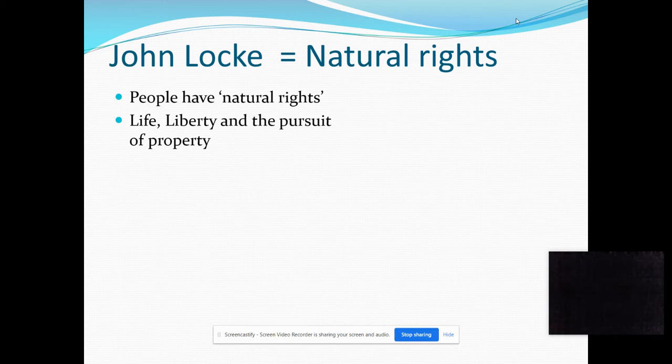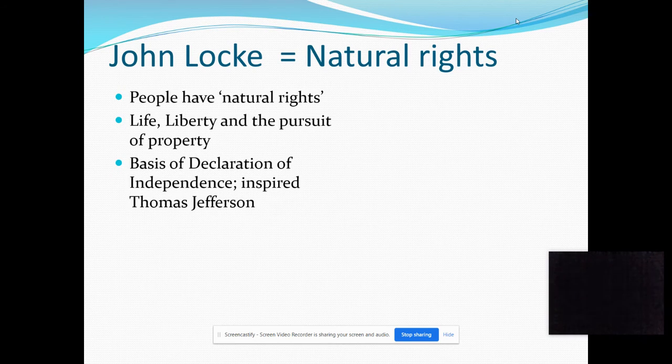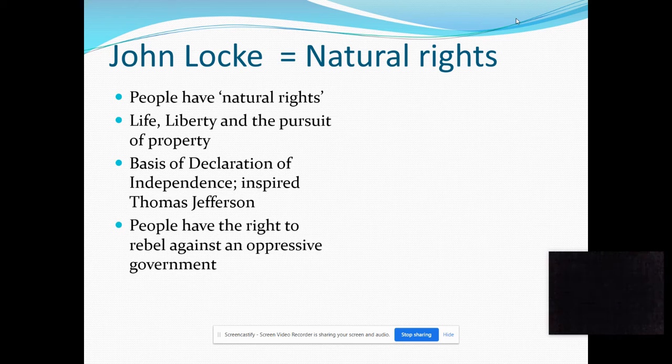Now, if you've heard that phrase before, life, liberty, and pursuit, it's a little bit different. I want you to think about how you've heard it before, and we'll see how that changes a little bit. It becomes the basis of the Declaration of Independence. And because John Locke was a philosopher, he wrote many books. One of the people that read them was Thomas Jefferson. And Thomas Jefferson took those ideas and blended them, as you're going to see this week, into the Declaration of Independence.